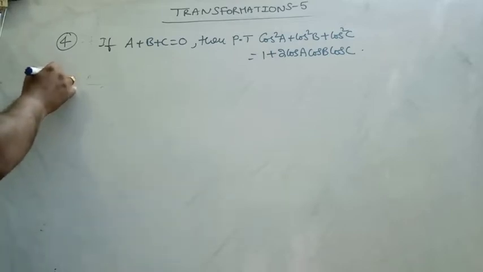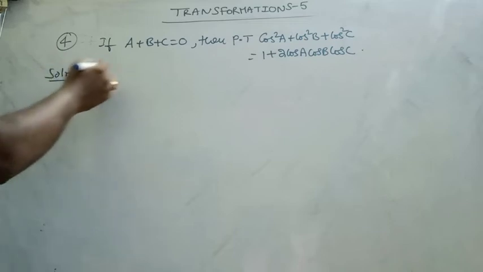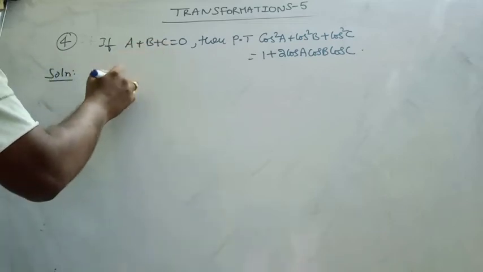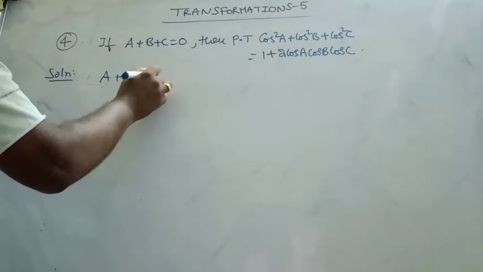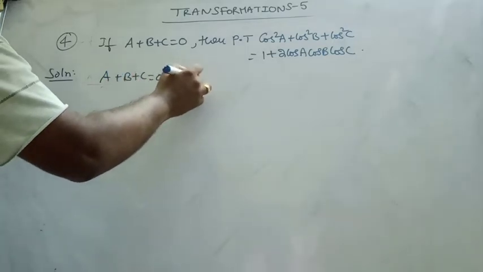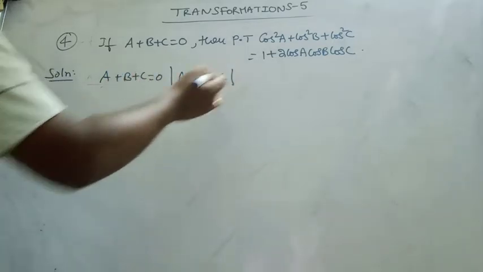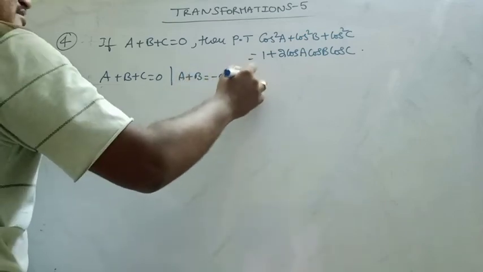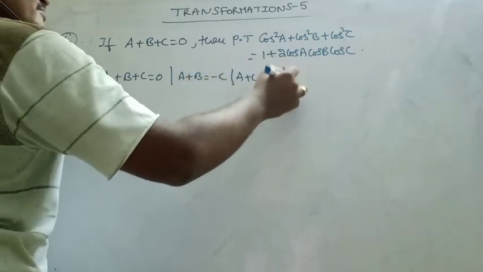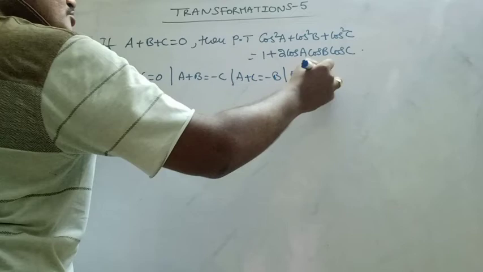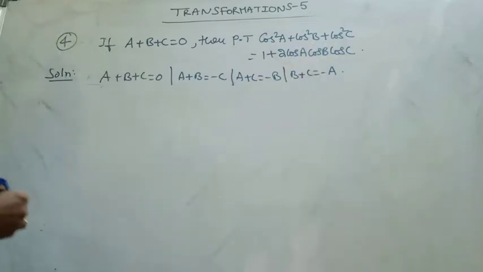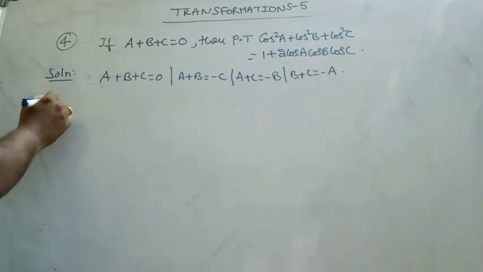Here is the solution part, how we are going to do this problem, my dear students. They have given that a plus b plus c is equal to 0. That means a plus b is equal to minus c, a plus c is equal to minus b, and b plus c is equal to minus a. Now let us take the left hand side part, my dear students.